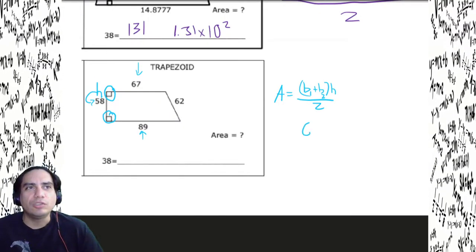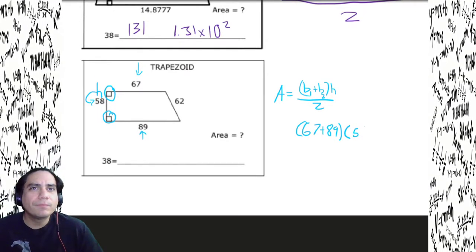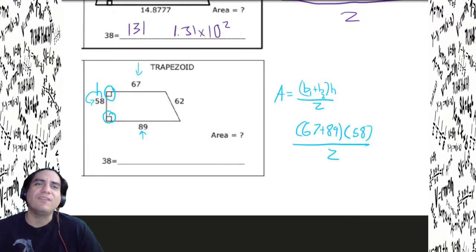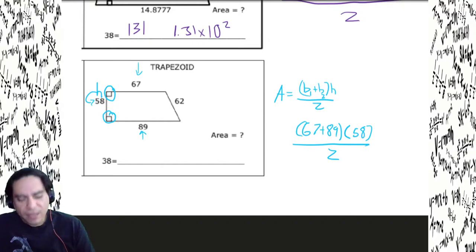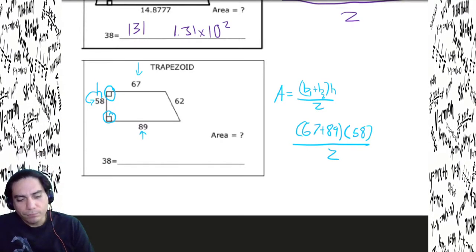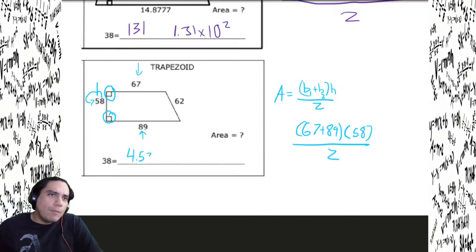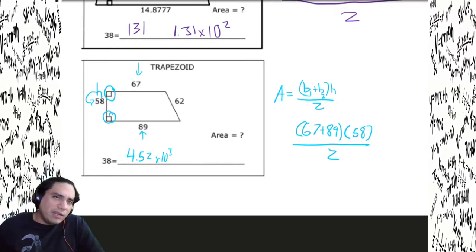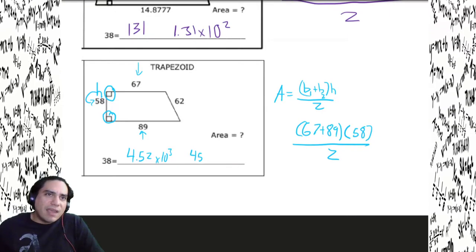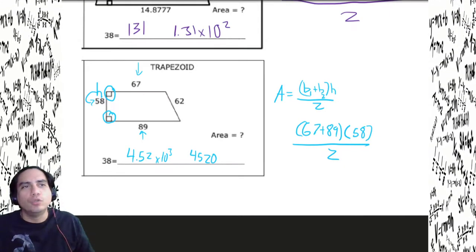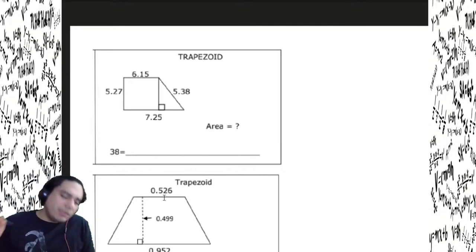So we substitute that. We're going to do 67 plus 89. Again, we could find the average of the bases, multiply it by 58, and cut in half at the end. I say the average of the bases because some people like to divide by 2 before they multiply by the height, and technically you still get the same answer. But I just like to do the formula the way I usually set it up. If you know math, you could figure out that dividing by 2 after you've added the two bases is technically going to be the same answer as if you multiply by height and then divide by 2. So hopefully you got 4,520.